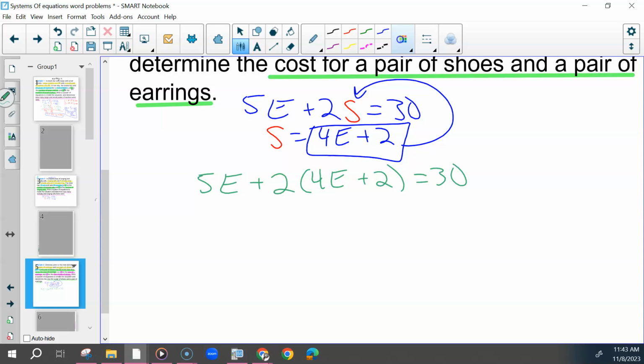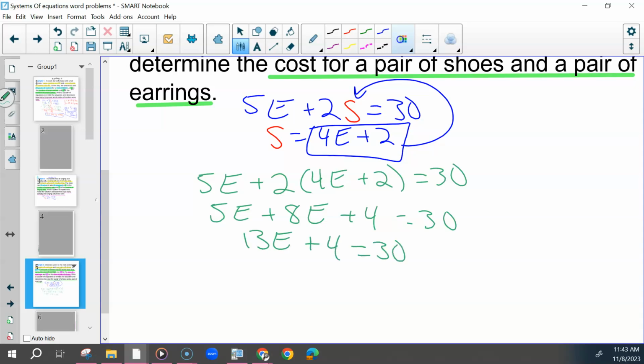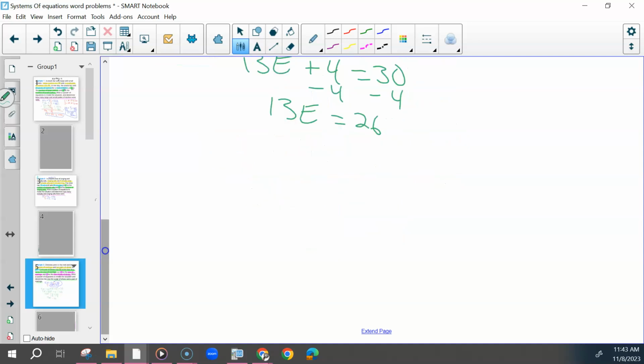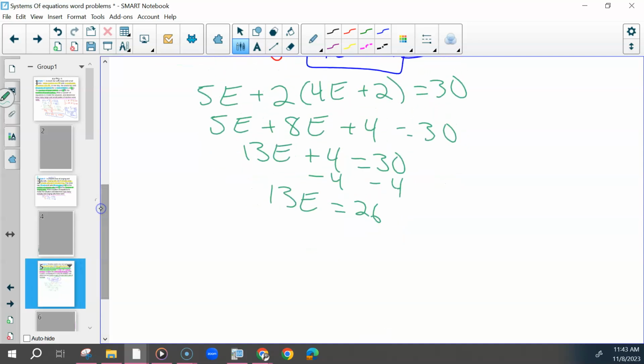So we can distribute, combine like terms. 5 plus 8 will give us 13. Subtract 4 on both sides. And divide. What is the cost of earrings?